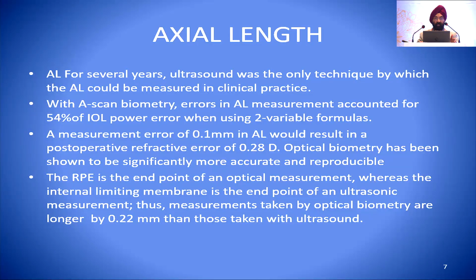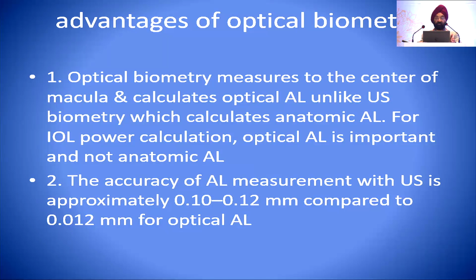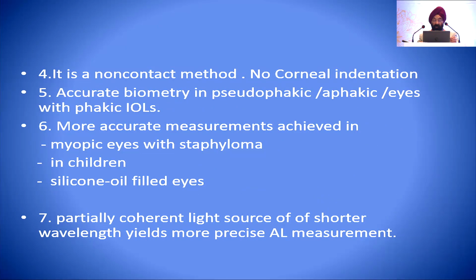So there is difference between ultrasonic biometry and the optical biometry. RPE, that is retinal pigment epithelium, is the endpoint of optical measurement, whereas internal limiting membrane is the endpoint of ultrasonic measurement. So measurements taken by optical biometry are longer by almost 0.22 millimeter than those taken with ultrasound. There are definite advantages of optical biometry. It calculates right up to the center of the macula, and accuracy of axial length measurement with the ultrasonic biometry is 0.1 to 0.12 millimeter compared to 0.012 millimeter for optical axial length measurement.